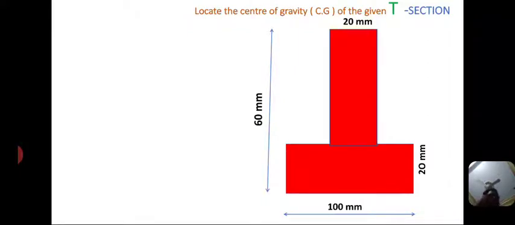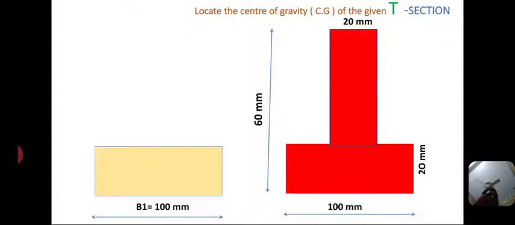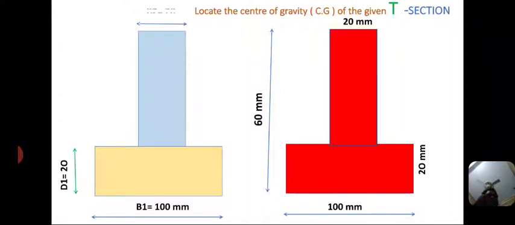Similarly, the given section is split up into two small rectangles. The first one is the bottom rectangle. The dimensions are b1 equal to 100 mm and d1 equal to 20 mm. And the second one is the vertical rectangle. The dimensions are b2 equal to 20 mm and d2 equal to 60 mm. Sorry, the total height of the given T section is 80 mm.